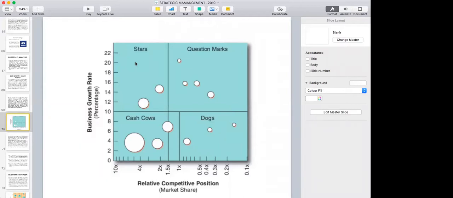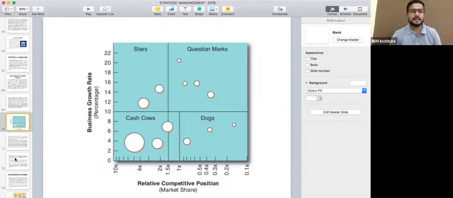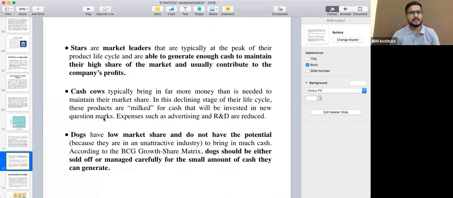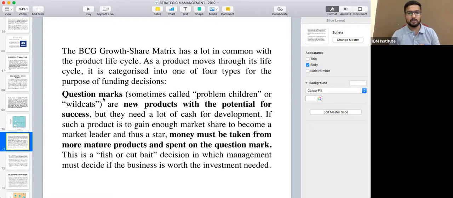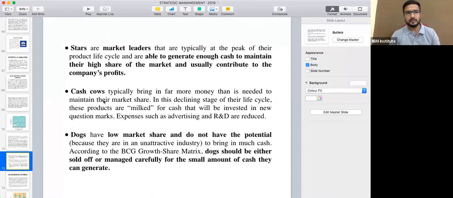Yes, sir. Now, when we discuss the next part, that is the cash cow. Cash cow is basically a product that typically brings in far more money than it needs to maintain its market share. It is the declining stage of the product life cycle. You remember introduction, growth, maturity. Maturity is basically stars. Introduction and growth become your question mark. Declining is basically your cash cow.